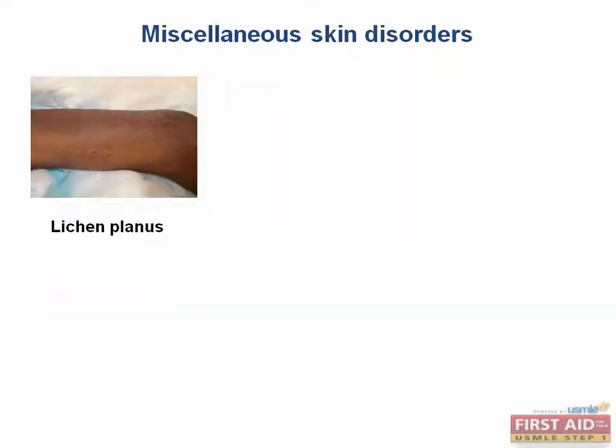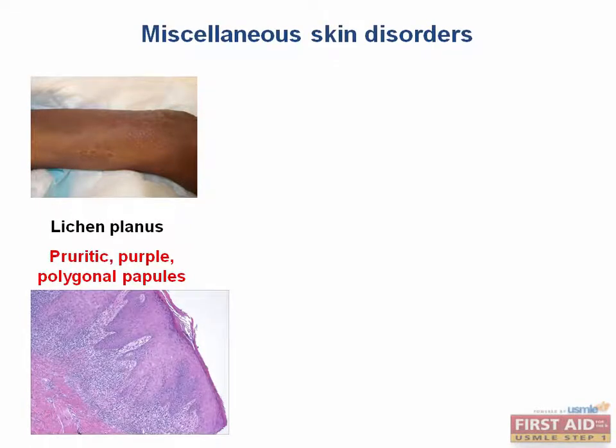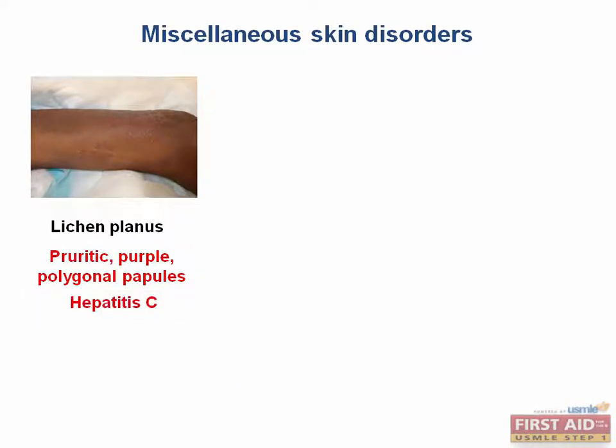The next lesion is lichen planus. The skin lesion is classically and always described as pruritic, purple, and polygonal papules. Histologically, lichen planus appears with sawtooth infiltrations of lymphocytes at the dermal-epidermal junction. What virus is this lesion associated with? Hepatitis C. I like to remember that lichen planus with a P shows pruritus, purple, polygonal papules, all P's, and it's associated with hepatitis C, which also has a P in it.